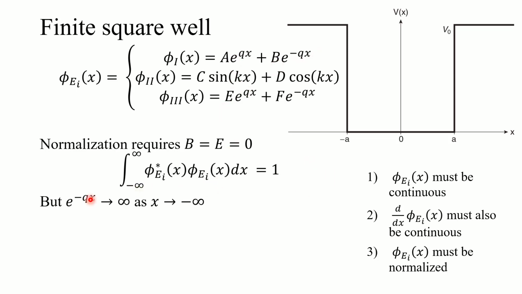And you can see that because if we look at e to the negative qx, this term here, as x goes to negative infinity, where this applies, that term goes to infinity. So if we're adding up the area under that curve, the only way that that's going to be non-zero is if this B is actually 0. Likewise, if we go over here to region 3, as x goes to infinity, this term's going to blow up to infinity, so E has to go to 0. You can think of this almost as the wave functions have to go to 0 at infinity. Otherwise, you're not going to be able to normalize these.